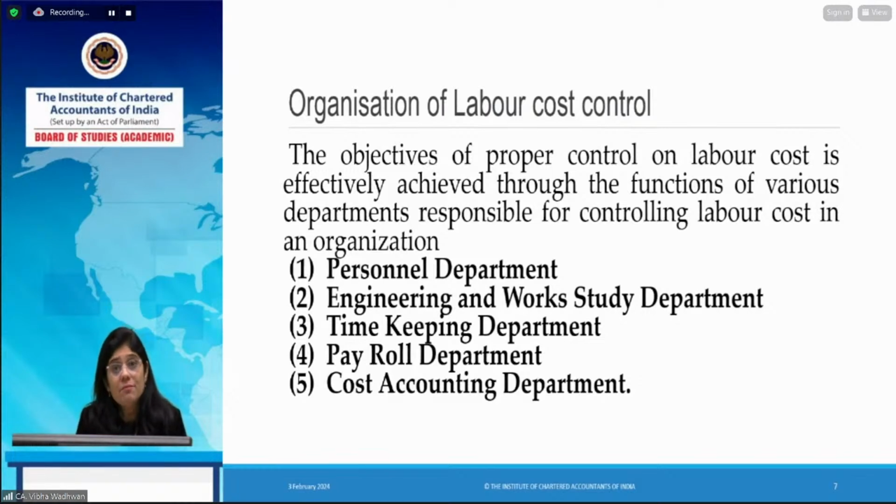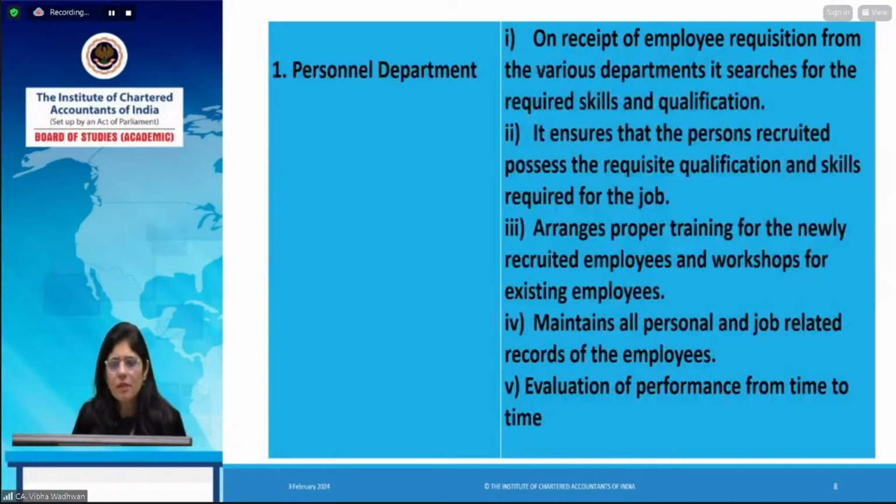Then the timekeeping department, very important. Then the payroll department, which makes the salary. Then the cost accounting department. So there are 5 major departments which work along with each other to calculate the wages, to know how much the wages should be, how to pay, and then how to make efforts so that the labor cost is kept to a minimum. So the personnel department is also the HR department.